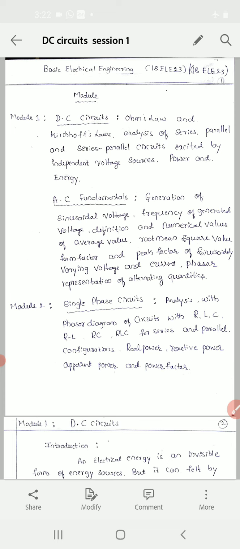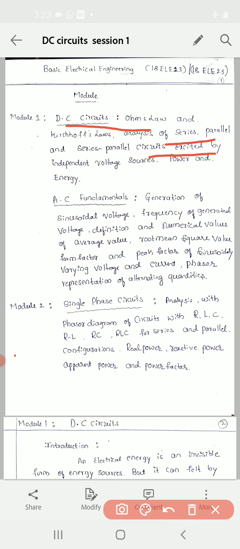In this subject, there are five modules. Module one has two chapters: first DC circuits, second AC fundamentals. In DC circuits, first we learn about Ohm's law and Kirchhoff's laws. Then the analysis of series, parallel and series-parallel circuits excited by independent voltage source. Then power and energy and their units, with some examples on power and energy. Okay, this is your first chapter.